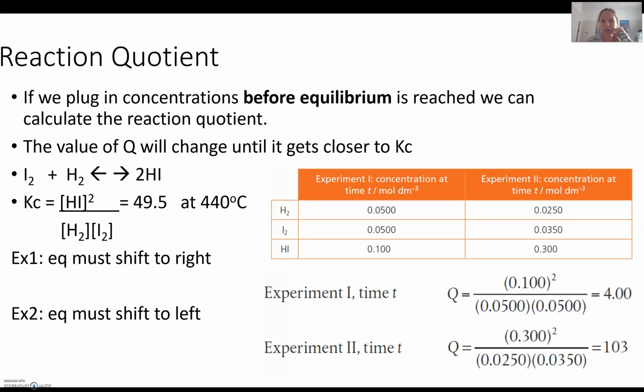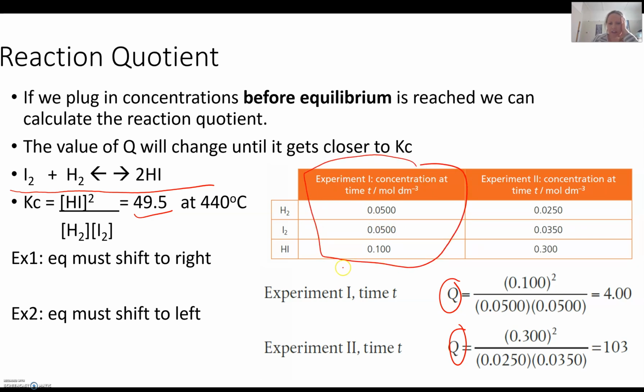So reaction quotient, what is this? The reaction quotient Q is before equilibrium is reached. And actually, these are some of the coolest questions because they can then ask you where the equilibrium would move to get to equilibrium. So we're still talking about this equilibrium here. The Kc is 49.5 at 440. In experiment 1, they've given you the concentrations of H2, I2, and HI.